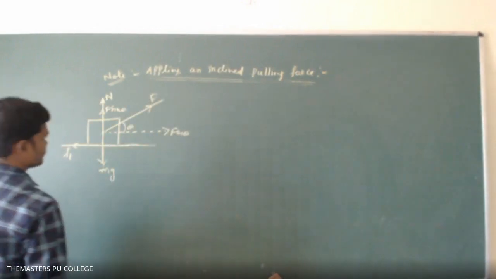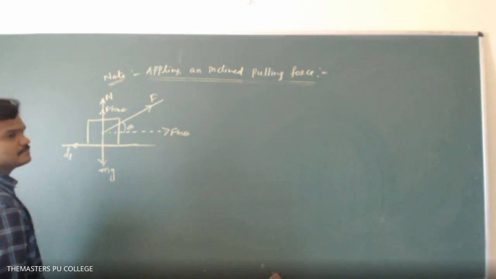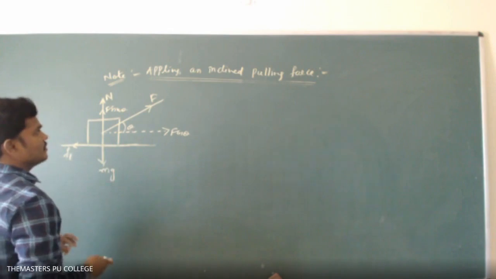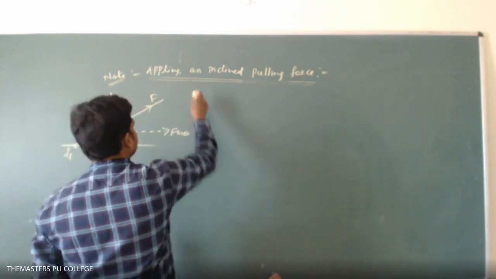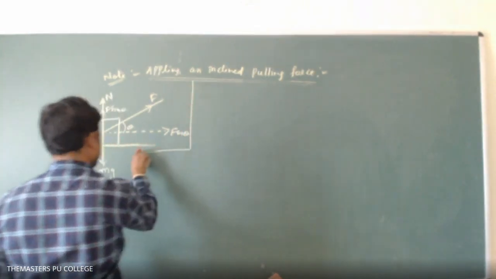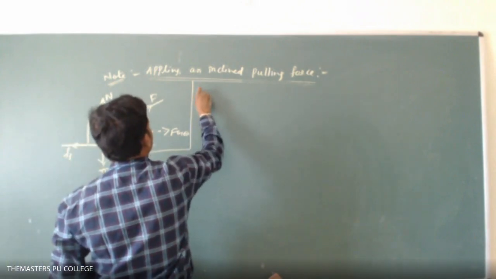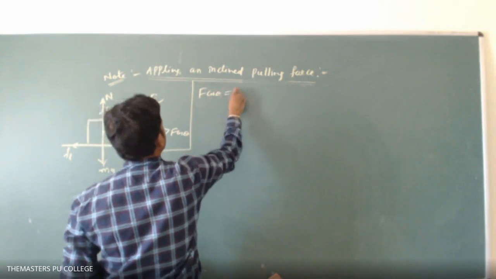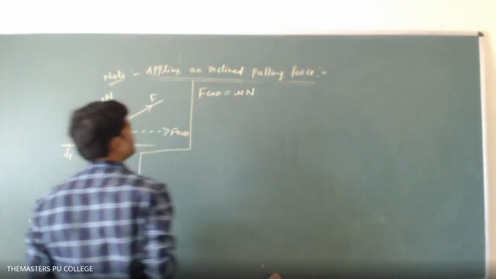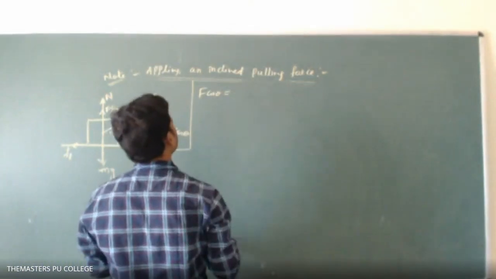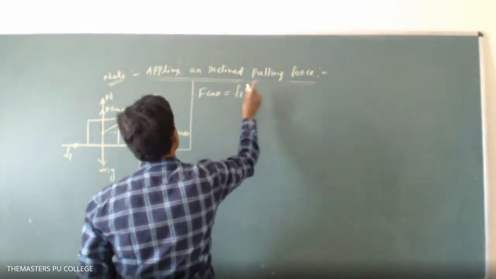Minimum force. Sir, is it mu mg by cos theta plus mu sin theta? Yeah, I think maybe correct. Good. Let me verify. Correct, I think. Speed up the equations, everyone. So, for the body ready to slide, what do I have to write? F cos theta balanced by what? FL. What is FL? Mu N. Tell me. Mu N.